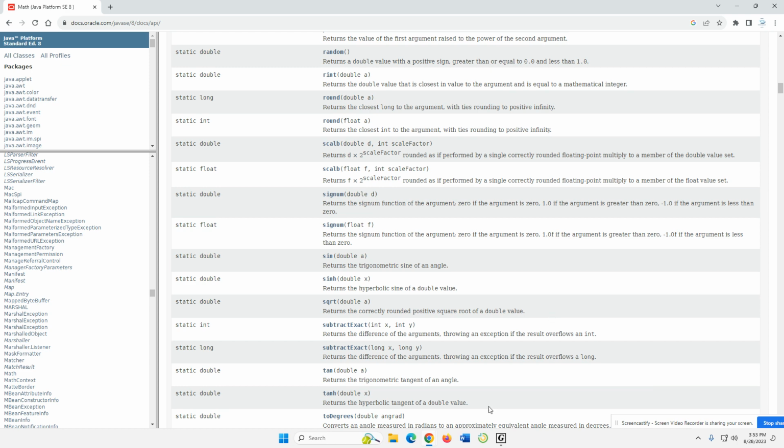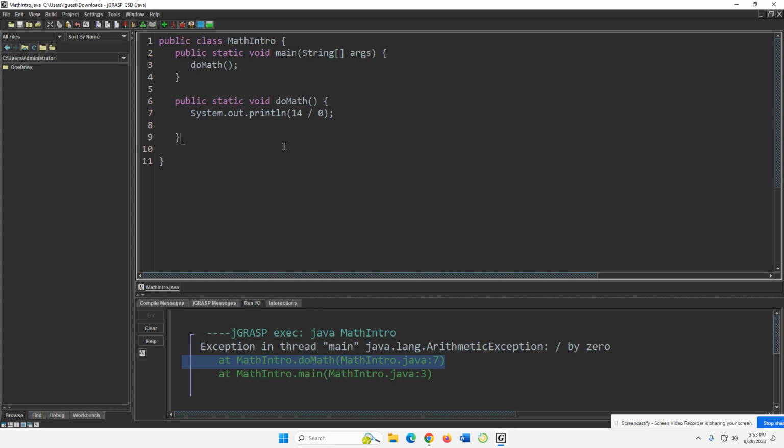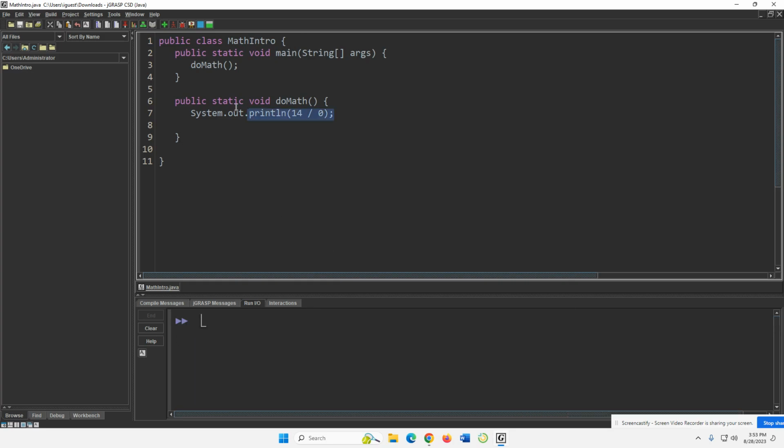So let's go back to the program that we were writing. This is where we left off last time. Let's say I want to find out what the square root of 4 is, and I want to print it out. I can say System.out.println 2, because that's the square root of 4. But let's say I wanted the square root of 15. What is the square root of 15?